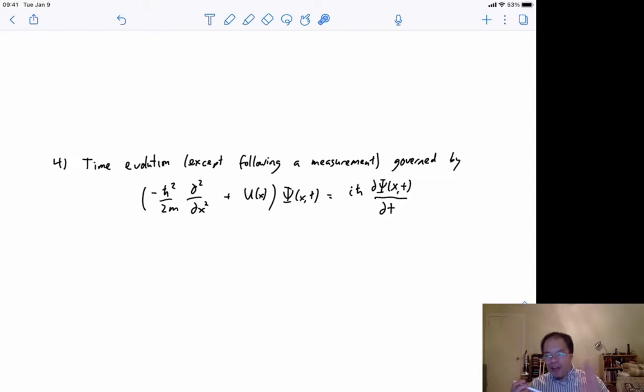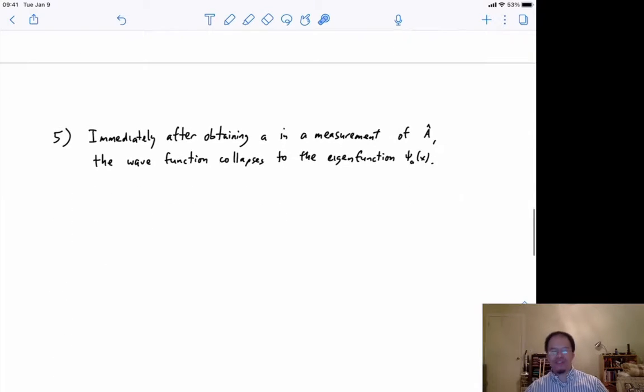Okay. So the last postulate of quantum mechanics is probably the strangest one. It's the idea of collapse. Namely that if I have a wave function and I measure some observable corresponding to operator capital A hat, and I get the eigenvalue little a, well, immediately after measurement, the wave function collapses to the associated eigenfunction psi a of x.